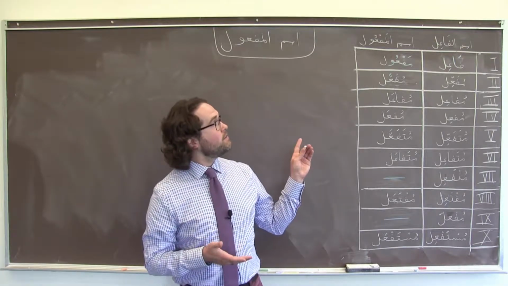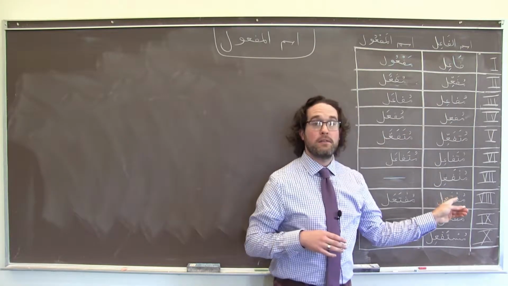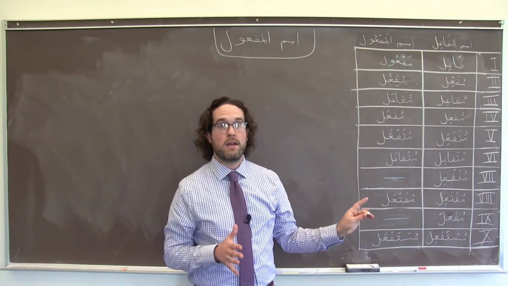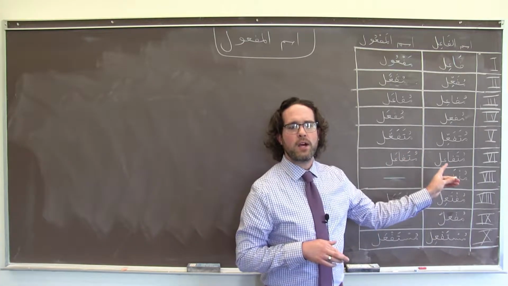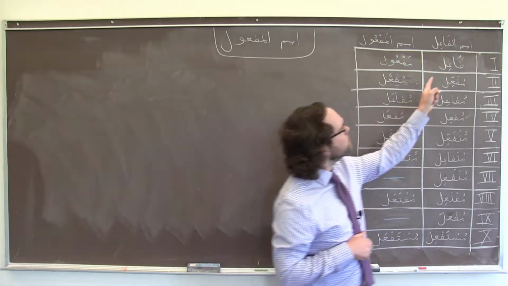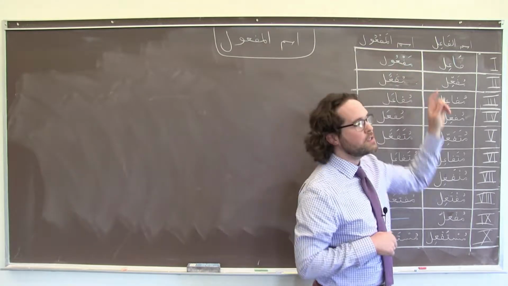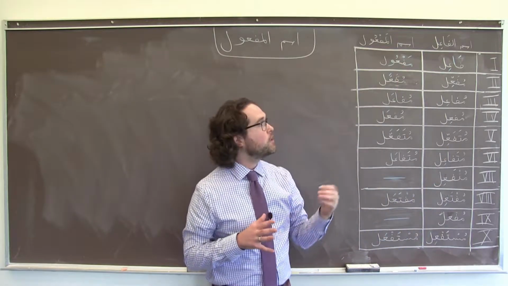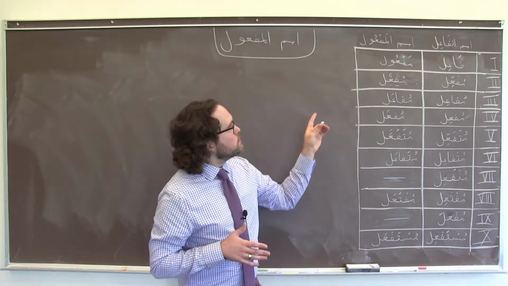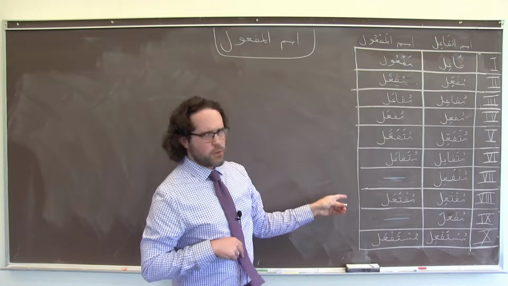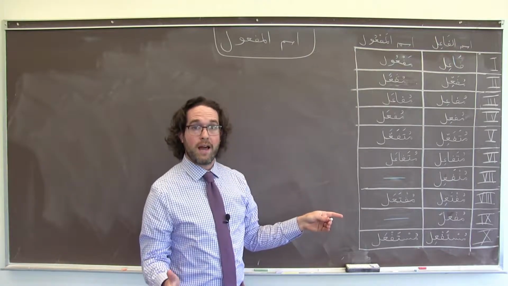The opposite of ism al-maf'ul, the passive participle, is called in Arabic ism al-fa'il, and there's a separate video on ism al-fa'il that you can go and review if you like. I've put them here just so you can compare the two. Notice that they're both named for the wazn, the pattern that we use to create those participles from a form 1 verb. So you can compare with the conjugated present tense verbs too if you like. You can find a chart online, or any good Arabic textbook will have one.